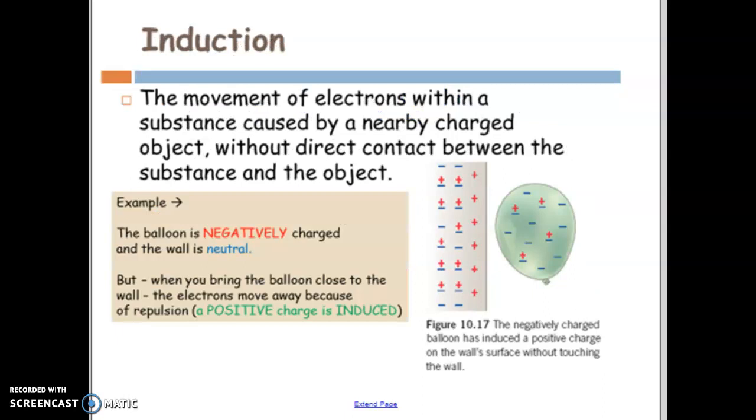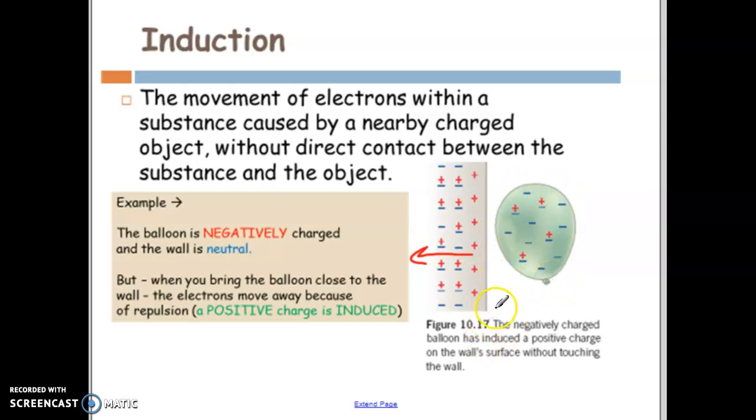So maybe it doesn't make a whole lot of sense right now, but as we go through, you'll see what we mean. Okay, so we actually already saw this idea of induction when we had that simulator with the charged balloon going close to the wall. So let's imagine, right? We have a negative balloon and the wall that is neutral, right? As the balloon is brought close to the wall, the electrons that are in the wall actually move away from the balloon, right? So they are being repelled by the negative balloon.